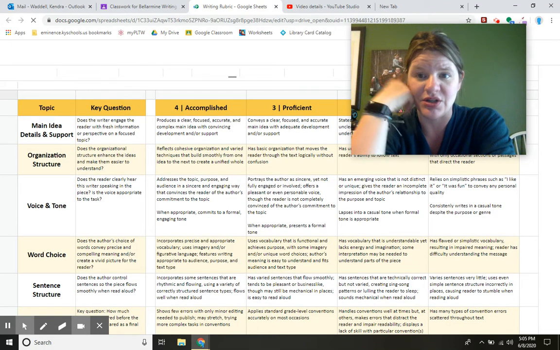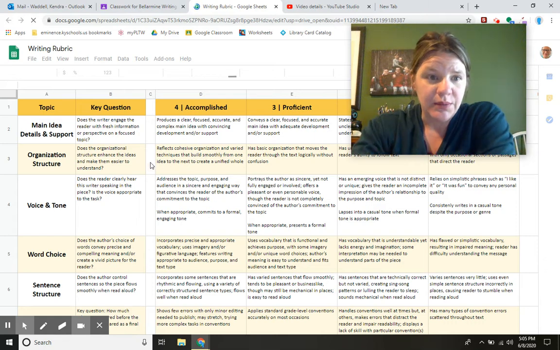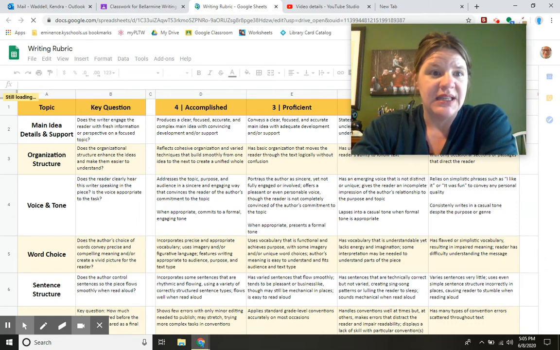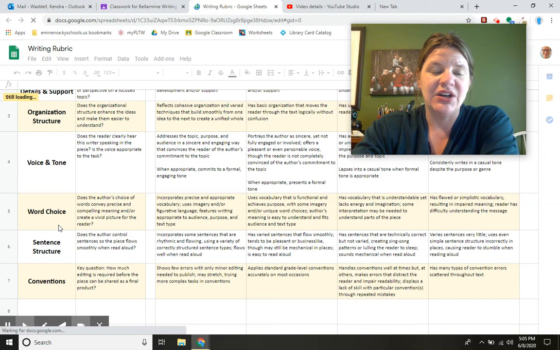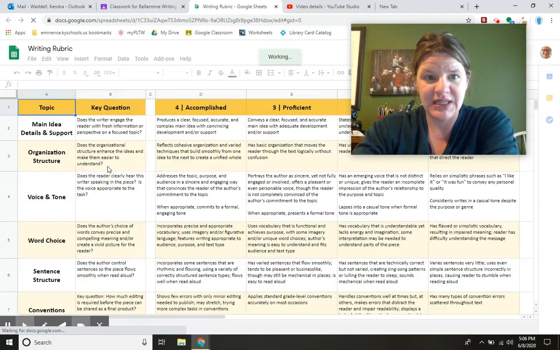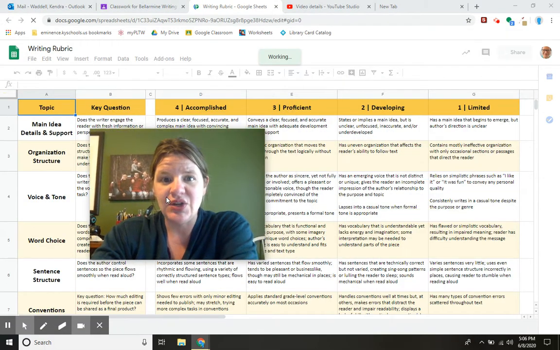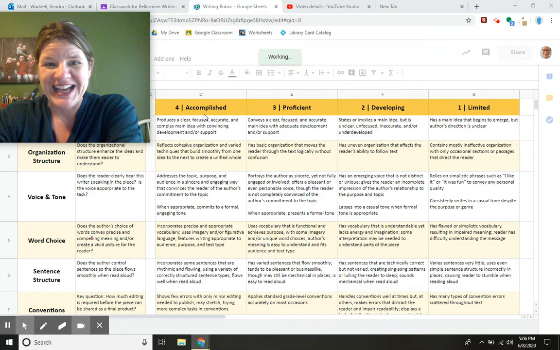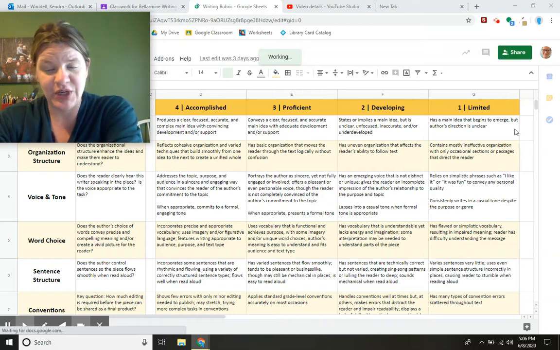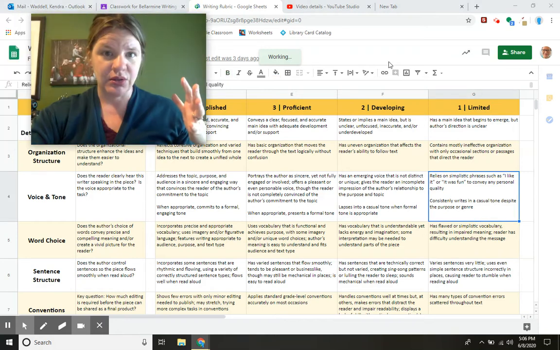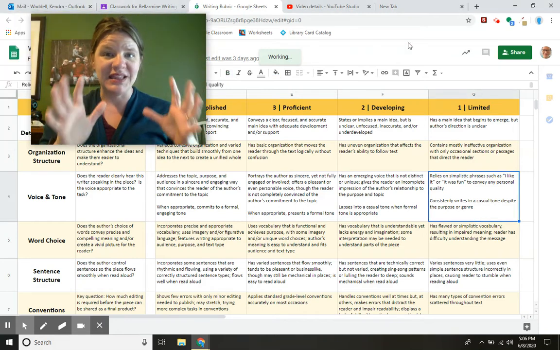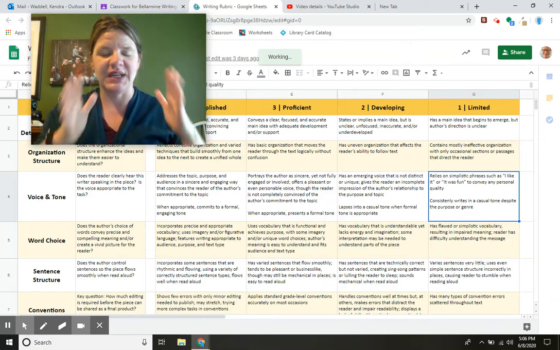Most writing rubrics are pretty comparable to each other. So these are the topics that we're going to focus in on over on the left-hand side. There is a guiding question to help you understand that topic a little bit better. And then you can see the language for accomplished, proficient, developing, or limited placement for each of those things. So this is what I want you to think about with this rubric, with any rubric, is this.